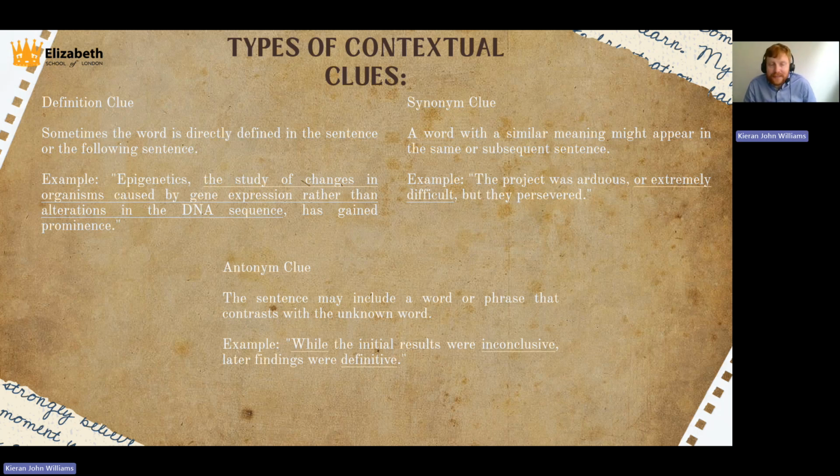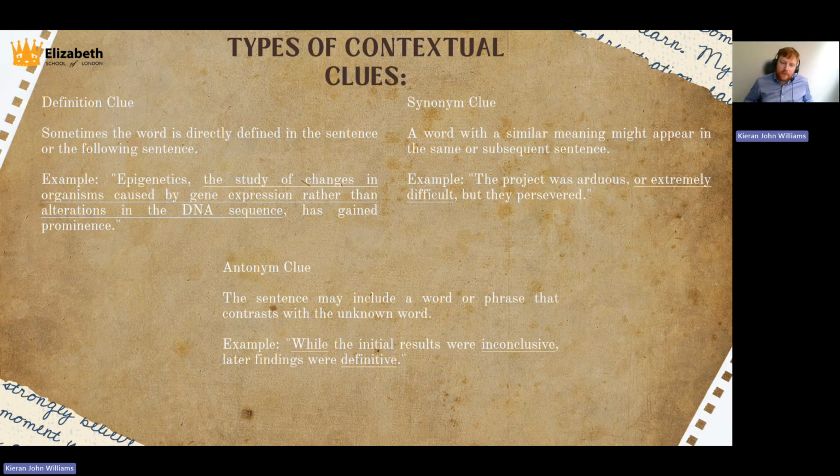So that's one way of doing it. The second way of doing it is the synonym clue. This is when you have a difficult word and then immediately after that word, you then have a synonym for that word, a word with a similar meaning. So in this example, the project was arduous or extremely difficult, but they persevered. So we know that arduous, because it's given a synonym afterwards, means extremely difficult. Okay, but academic reading doesn't have to be arduous if we follow these skills.